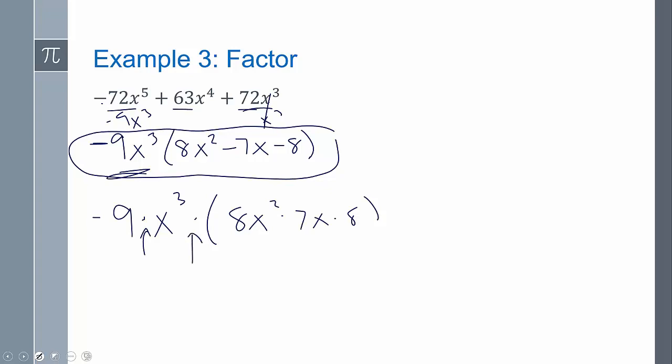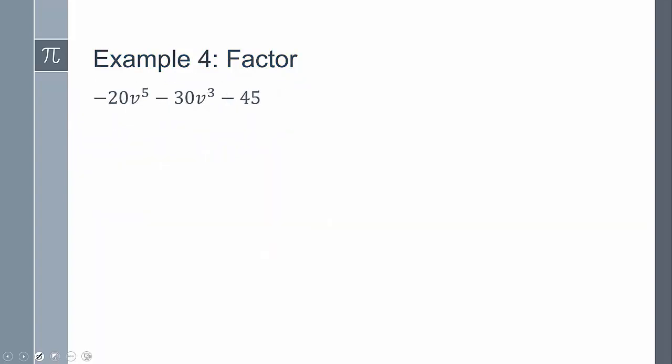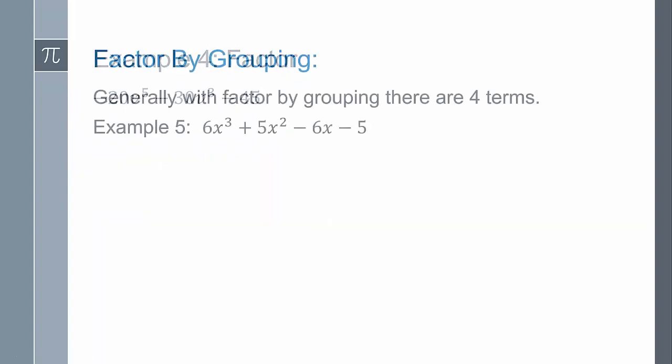Times. We have written it like multiplication. Those are minuses. But we took this expression, which is adding and subtracting, and we expressed it as multiplication. That is factoring. So now let's look at factor by grouping.